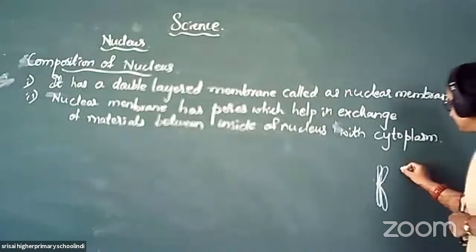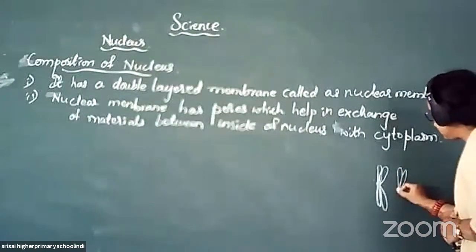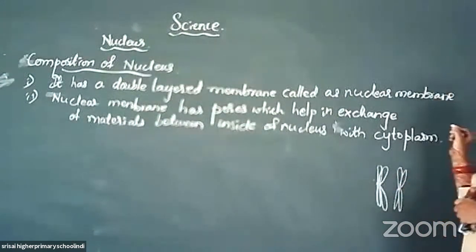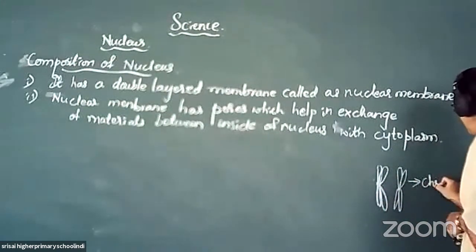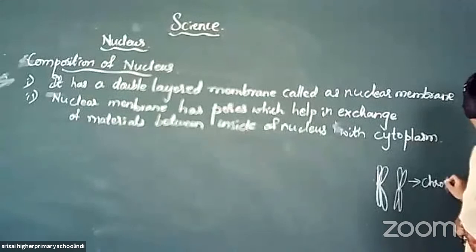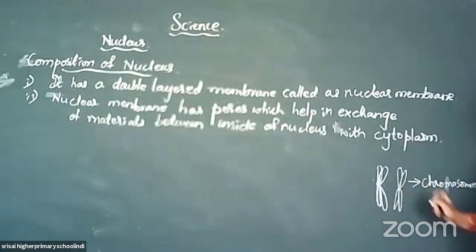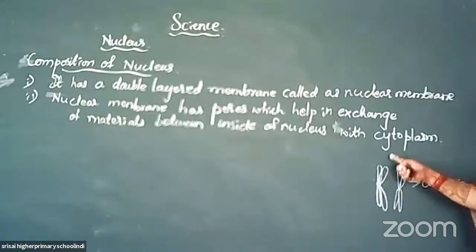And this will be like this. Rod-shaped structures. These are called the chromosomes. I'm just giving an idea of how the chromosomes look. The shape of the chromosomes is like this.